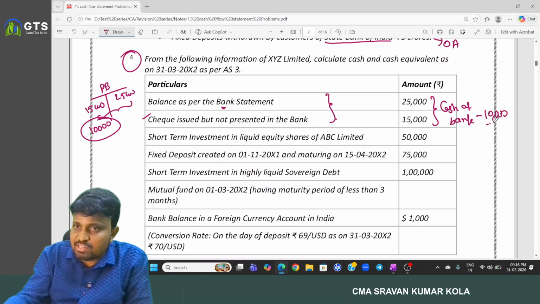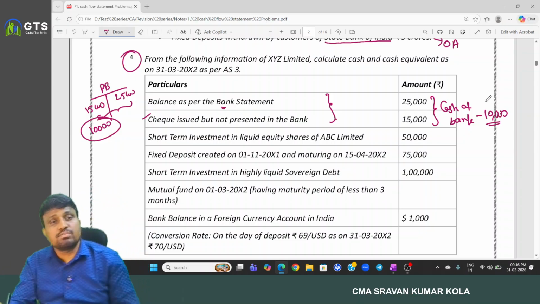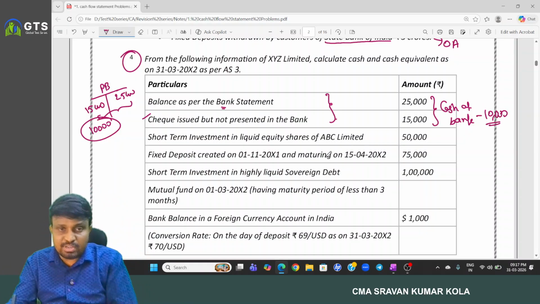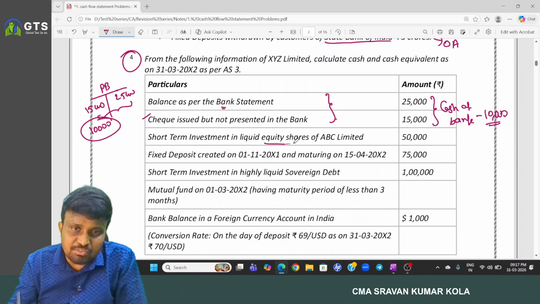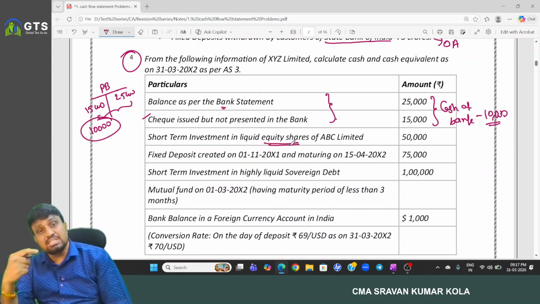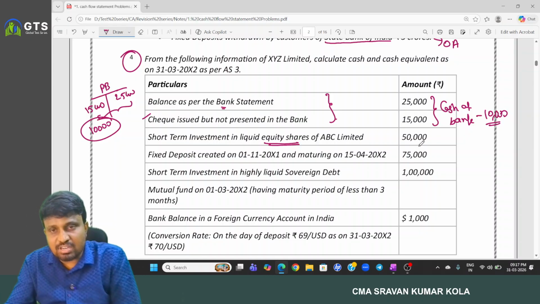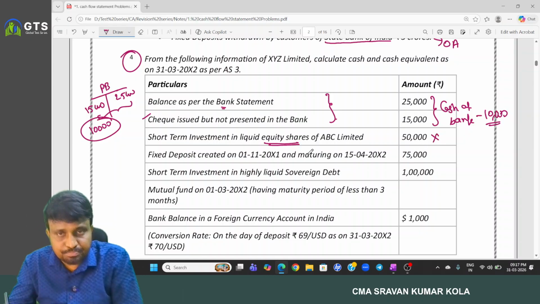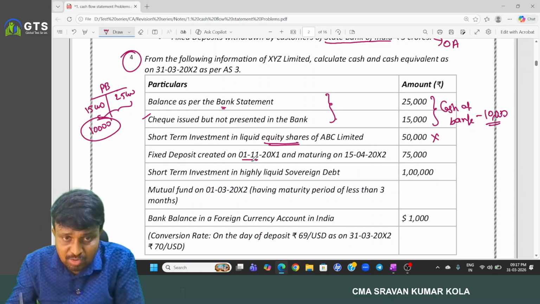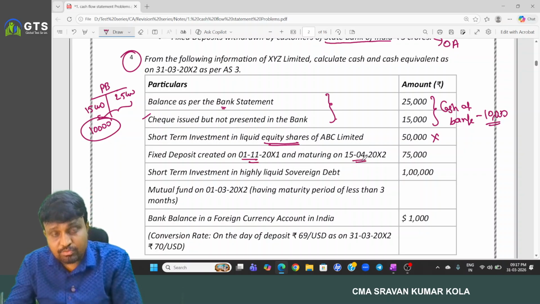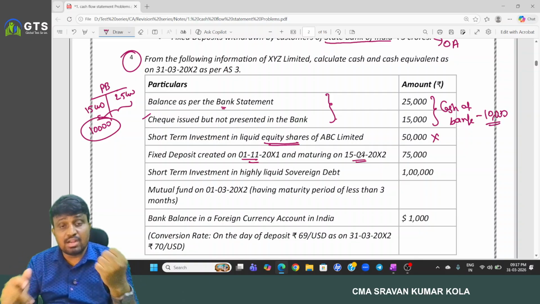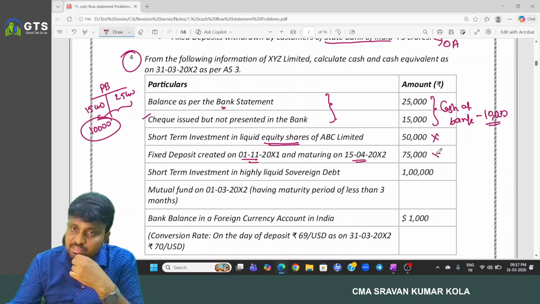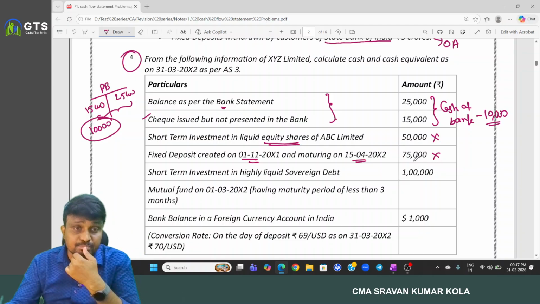So cash at bank, we have to consider what? 10,000. This is a cash and cash equivalent item. Okay. Short-term investment in liquid equity shares of ABC Limited. Generally, in equity shares, there is a significant risk of change in value. That's why it is not considered a cash equivalent item. Fixed deposits created on 1/11 and matured on the 15th. 1/11 means 11, 12, 1, 2, 3 and a half, 4. It means over 5.5 months are there. Nothing but not covered under cash equivalent items.